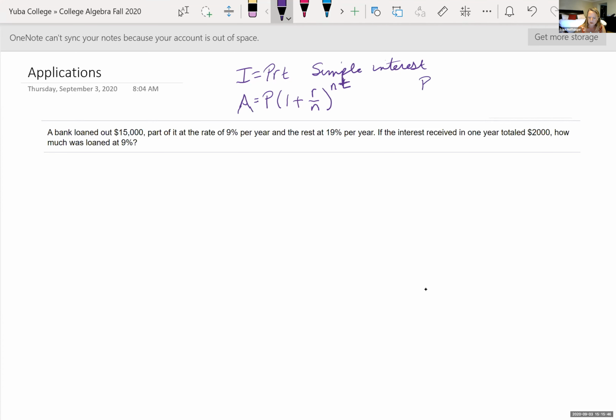So P equals principal. Make sure R is in decimal form, the interest rate, so percent to decimal. T is time, usually in our case in years. And N is the number of times compounded per year.